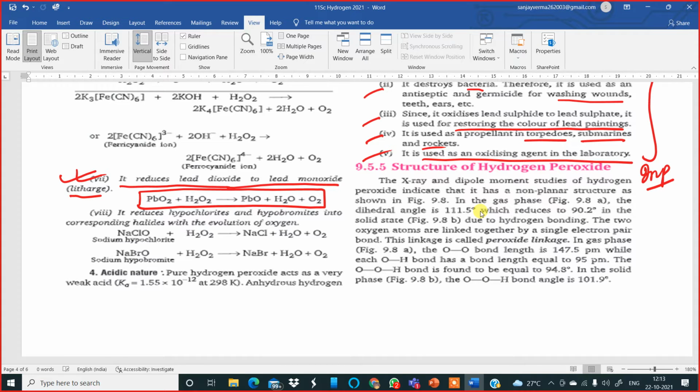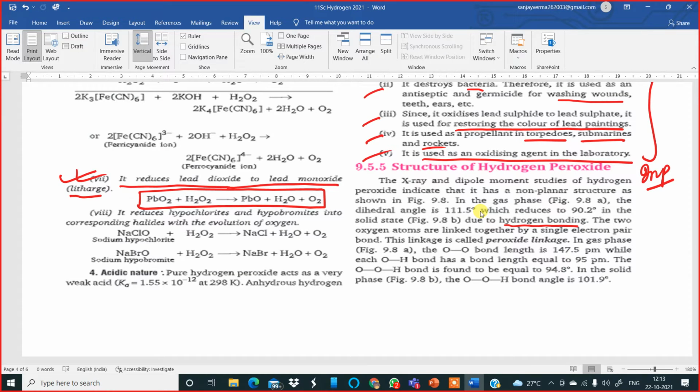After doing extra studies and studying the dipole moment of hydrogen peroxide, it has been found that it has a non-planar structure as shown in figure 9.8 on the next page. In the gas phase, I'll show you on the next page, the dihedral angle is 111.5 degrees, which reduces to 90.2 degrees in the solid state due to what? Hydrogen bonding. So it is all a case of hydrogen bonding happening.